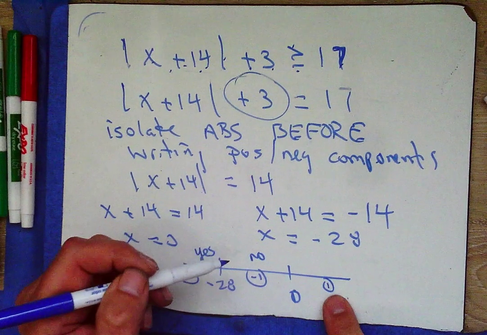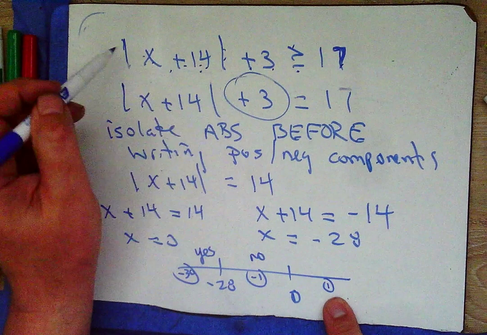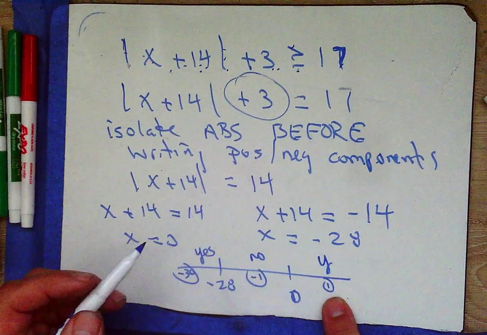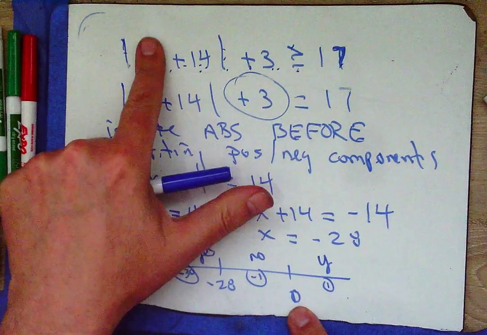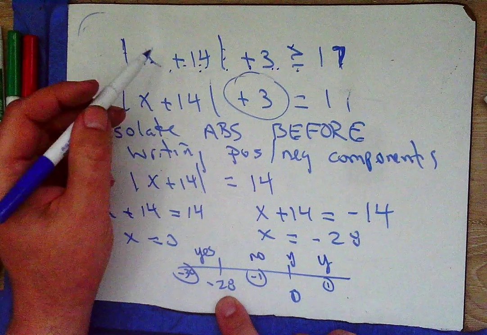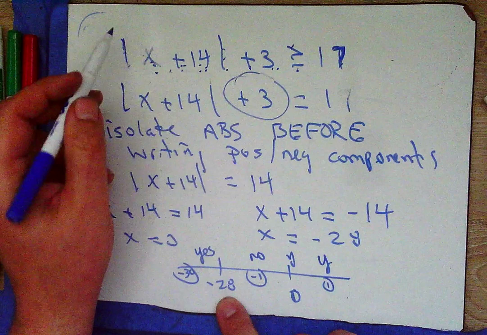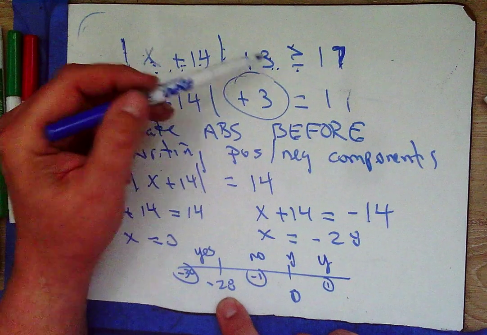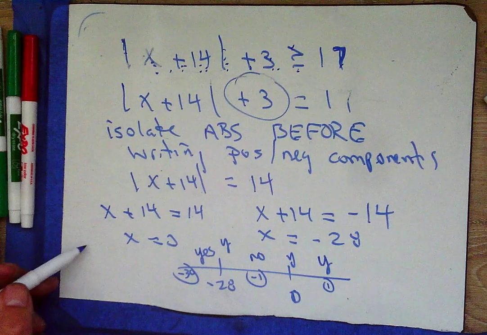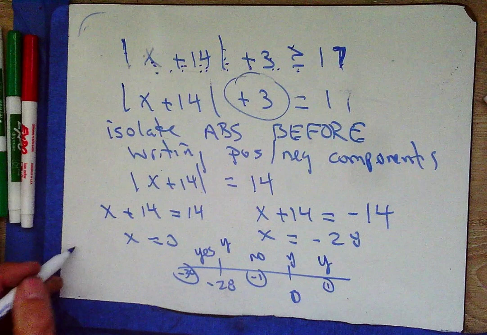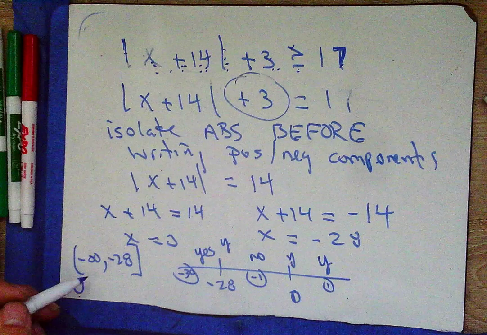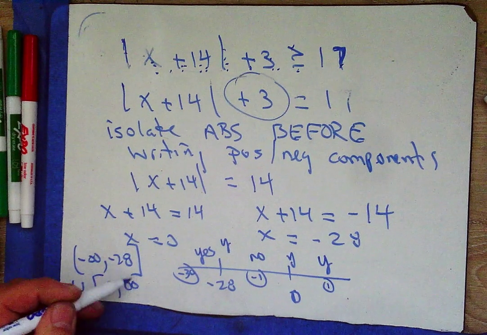No. And if I plug in a 1, I get 15. Absolute value of 15 is 15, plus 3 is 18. Is that greater than or equal to 17? Yes. And the numbers themselves, if I plug in a 0, 17 does equal 17. And if I plug in a -28, -28 plus 14 is -14. Absolute value of -14 is 14, plus 3 is 17, and 17 can equal 17. So our solution here then would be that negative infinity to -28 bracket union bracket 0 to infinity.